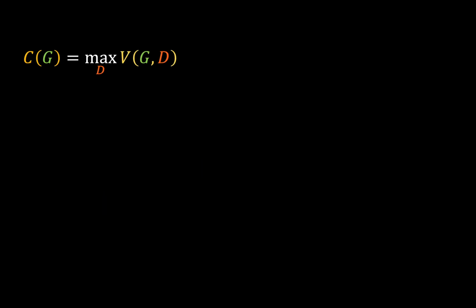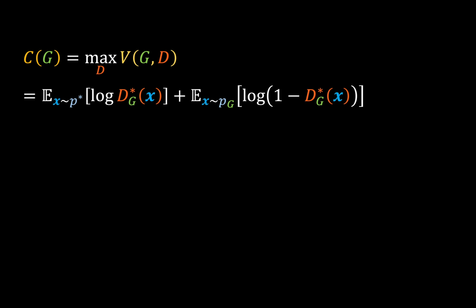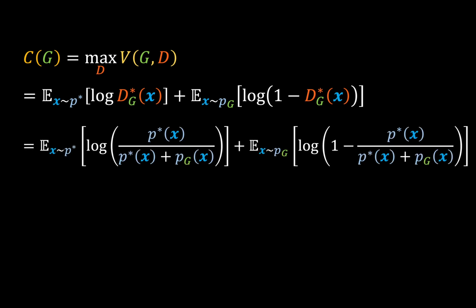Now, given that our discriminator remains optimal, our value function basically just boils down to a function of just our generator, which we call our generator criterion C. To get this, we just substitute our expression for D star of G into our value function, which just gives us this. Now, as the generator, we're interested in minimizing this criterion.